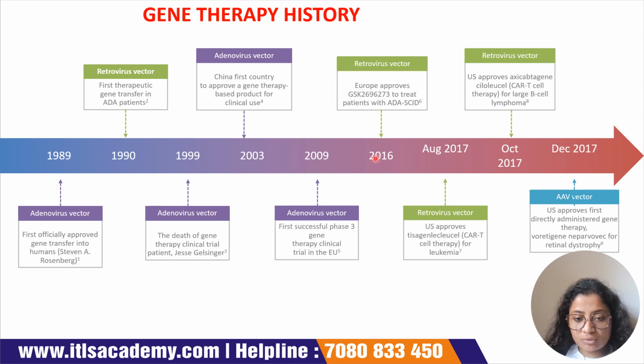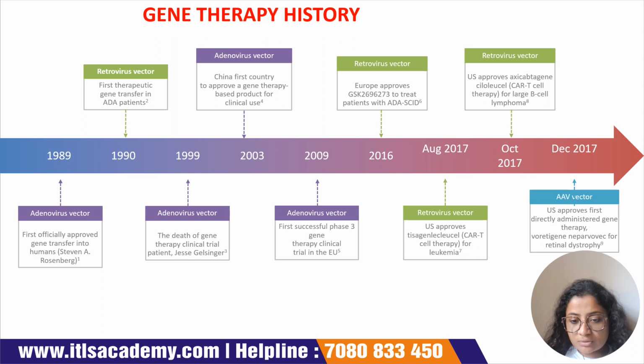Then in 2016, again a retroviral vector was used, where Europe approves a particular gene therapy agent to treat patients with ADA-SCID, which means adenosine deaminase deficiency SCID. Then in August 2017, the US approved a particular agent for leukemia as a means of gene therapy. Then in October 2017, just 2 months later, the US approves axicabtagene ciloleucel for large B cell lymphoma, again a cell gene therapy kind of thing.